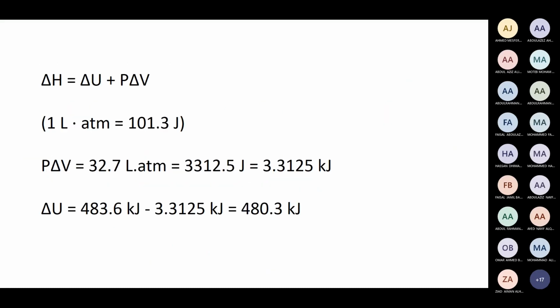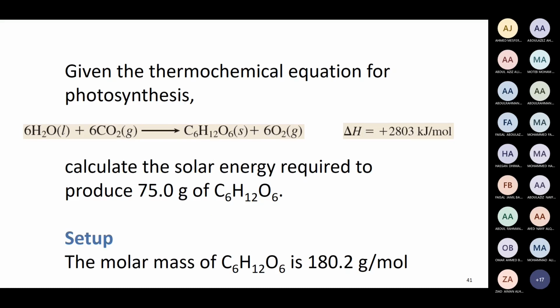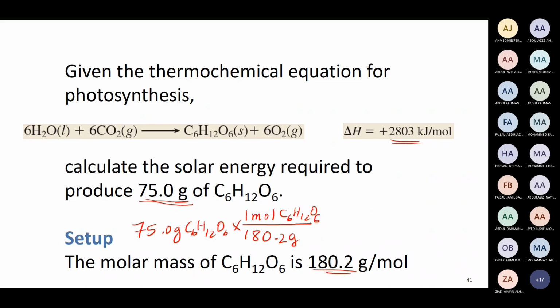Okay, good. Let's solve this problem. Given this thermochemical reaction, how much heat am I going to need for 75.0 gram of glucose, C6H12O6? What should I do? What's the first step? Convert to mole. 1 mole of C6H12O6 is equal to 180.2 gram. Good. What's the next step?